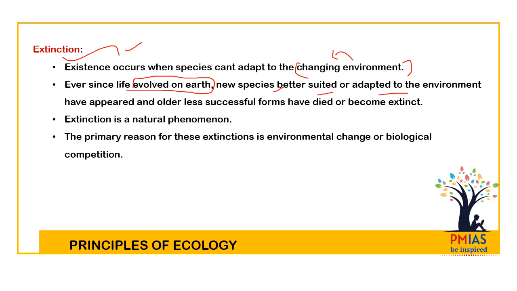Okay, fine. So then what about extinction? Extinction is a natural phenomenon. We cannot stop this extinction. And the primary reasons for extinctions are environmental changes as well as biological competition. Environmental changes means global warming. Why global warming? Because of population and industrialization. Why industrialization? To survive the increasing competition. And what are the solutions for this? We have to analyze all aspects.